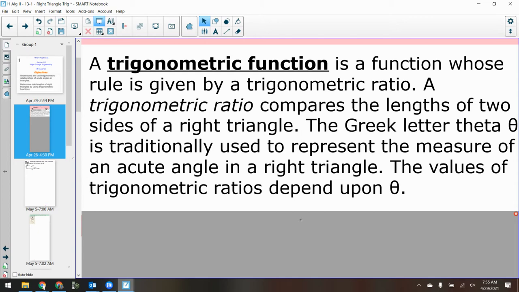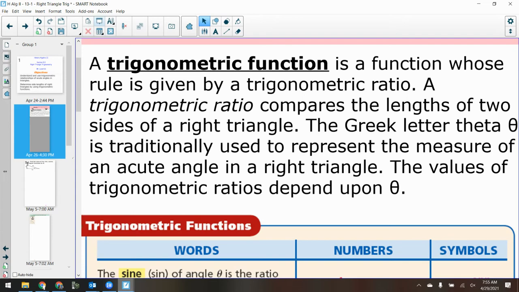The values of a trigonometric ratio depend on the angle. They always depend on theta. Theta is extremely important. The angle you're talking about, the angle you're referencing, is going to be very, very important, because the ratios will change depending upon the theta that you're working with.